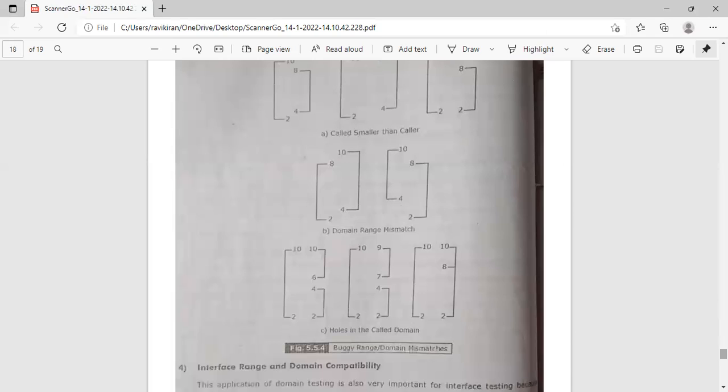Third diagram combines these two to show various ways we can have holes in the domain. These lines are probably bugs.